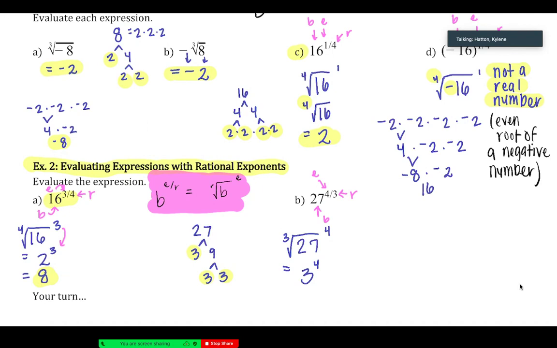But we still have to raise that 3 to the 4th power. If we want to figure out what 3 to the 4th power is, that means 3 multiplied by itself 4 times: 3 times 3 times 3 times 3. So we end up with 81.